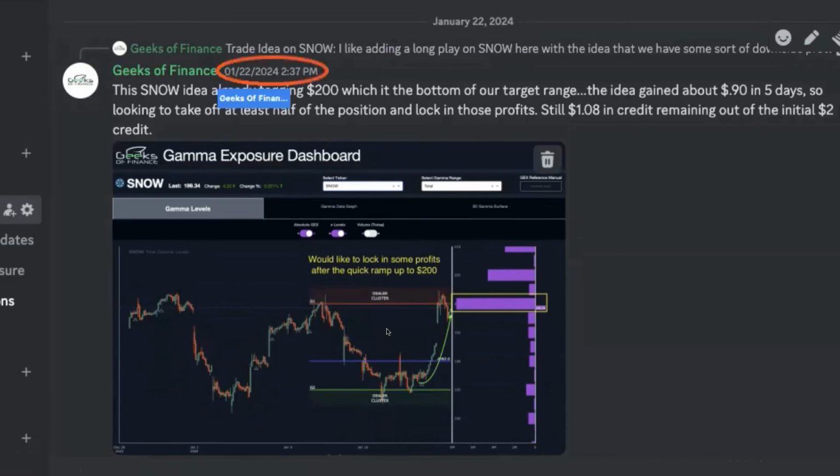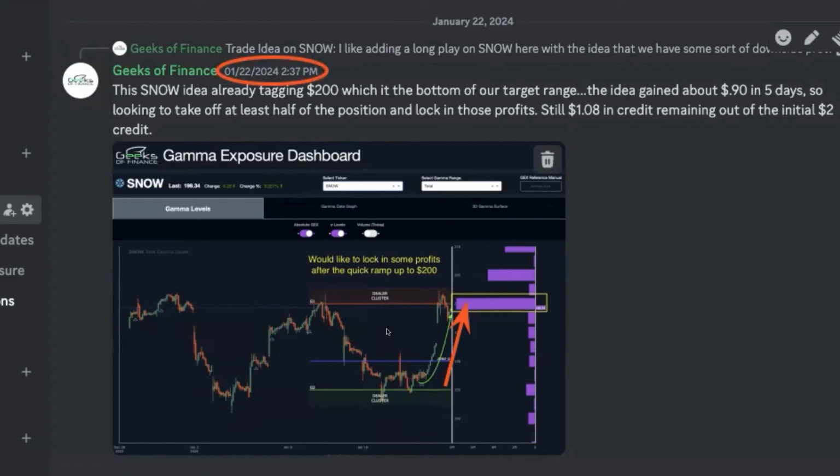On January 22nd, just a few days later, what do we see? Snow had traded all the way back up right into that 200 strike level. And so again, I want to reiterate the credibility that these large gamma exposure concentrations have. They don't guarantee that price is always going to come into them, but with the right analysis and the appropriate trade setup, you can have a profitable strategy.